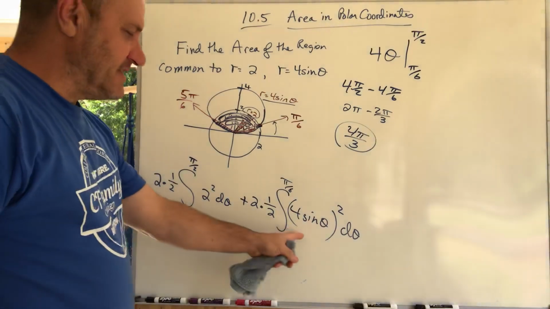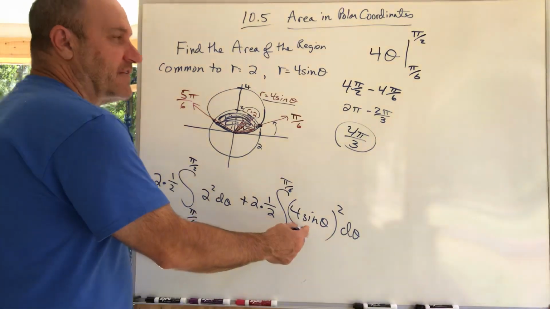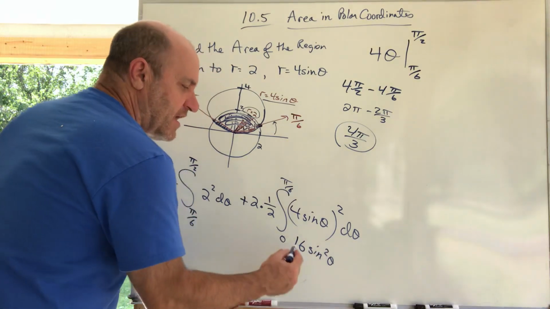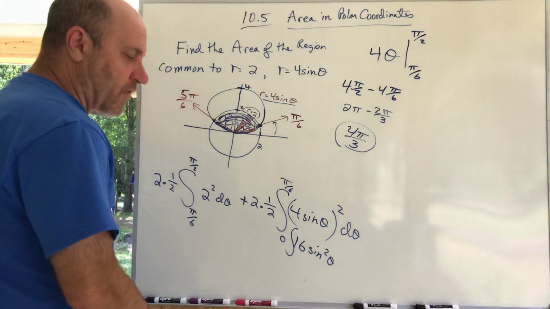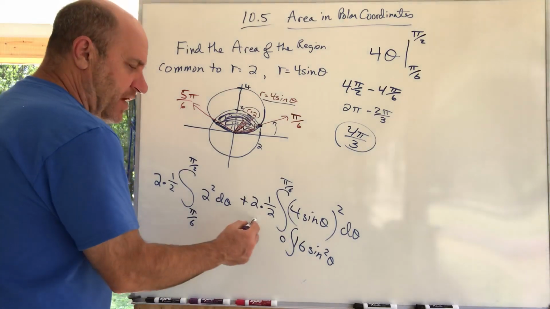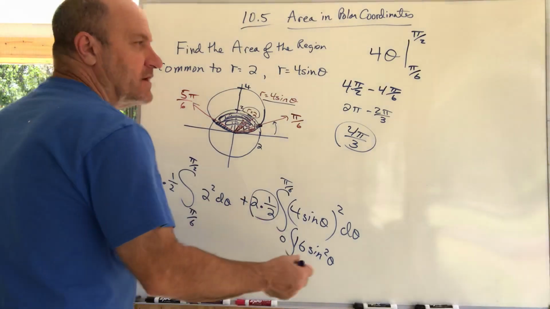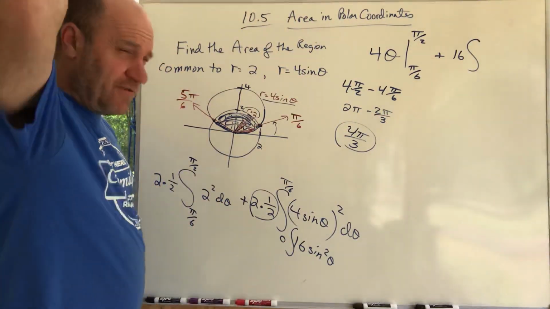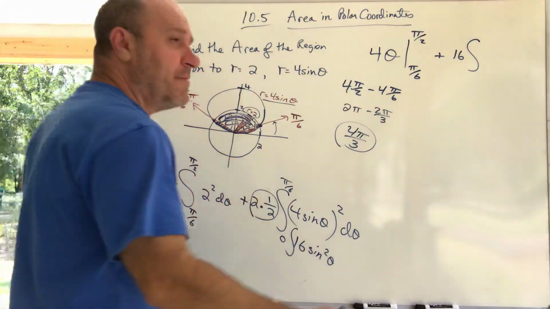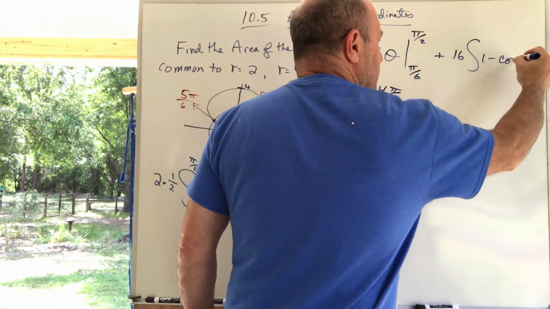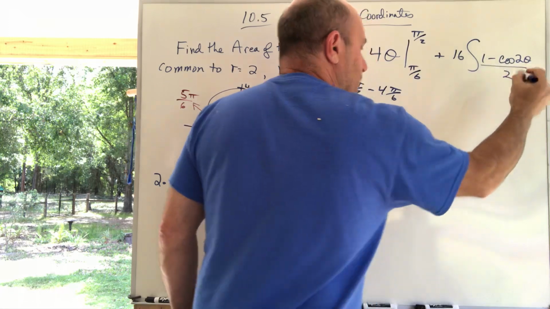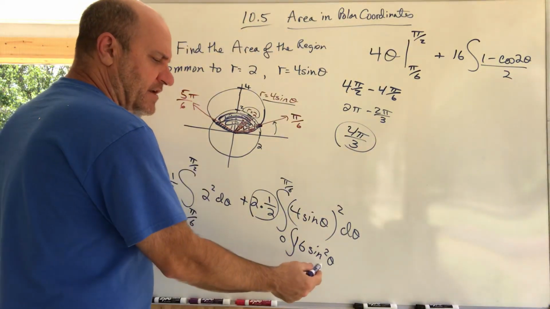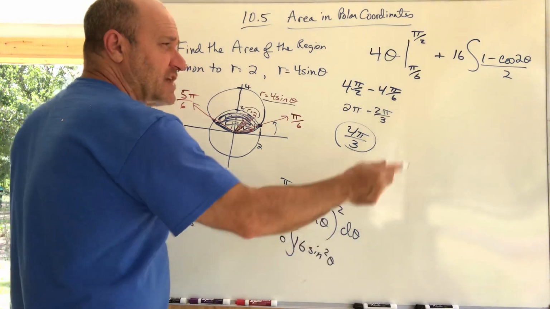Let's integrate this. This is 16 sine squared theta. Hang on. In order to integrate it, I need the half angle formula. The 16 is going to pop out front. There's a 1 out front. The sine squared, how do you do sine squared? It's 1 minus the cosine of 2 theta over 2, or 1/2, that's how I did it last time. Sine squared is 1/2, 1 minus cosine double the angle.